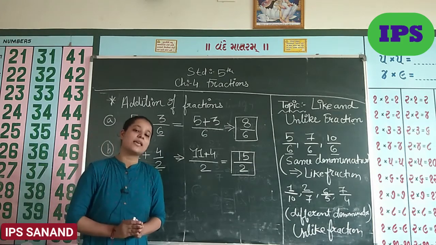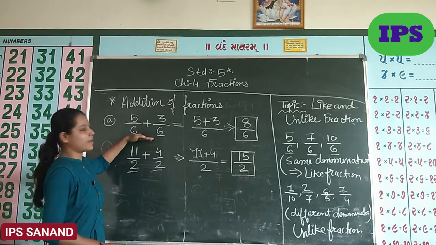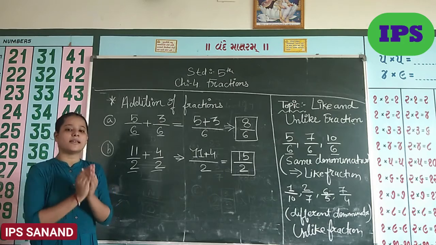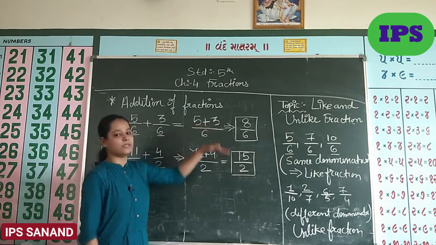बहुत सारे बच्चे क्या गलती करते हैं? ऊपर का भी ऐड करते हैं और नीचे का भी ऐड करते हैं. हमें वो करना नहीं है. डिनोमिनेटर्स कभी भी ऐड नहीं होते. ओके, सिर्फ और सिर्फ न्यूमिरेटर्स ही ऐड होते हैं.